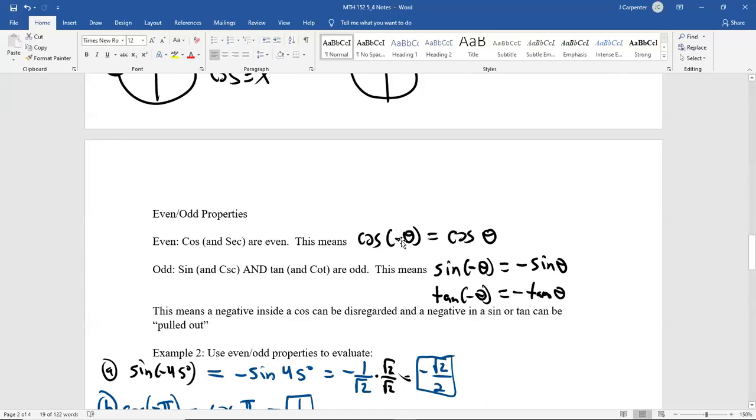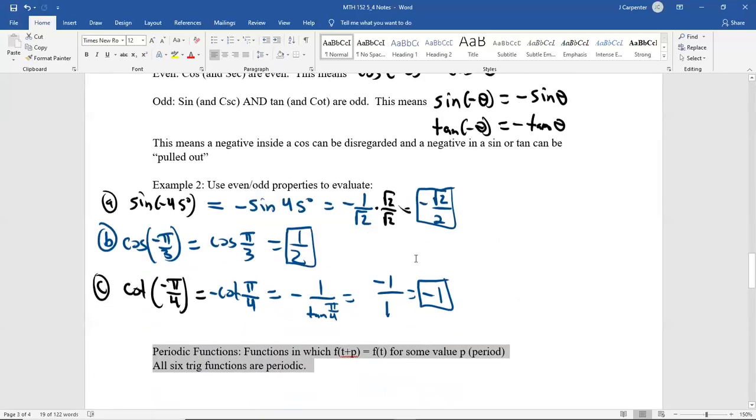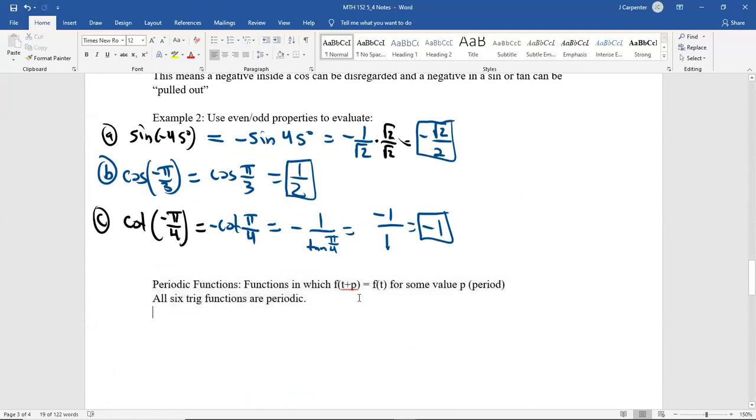Even means a negative inside with an angle can be disregarded. Odd means the negative has to get popped out. So this is one way that we can avoid making reference angles and all that stuff by just applying even and odd properties. But if you don't like even and odd properties, you're doing it the other way. Options. Lots of different ways to do things.